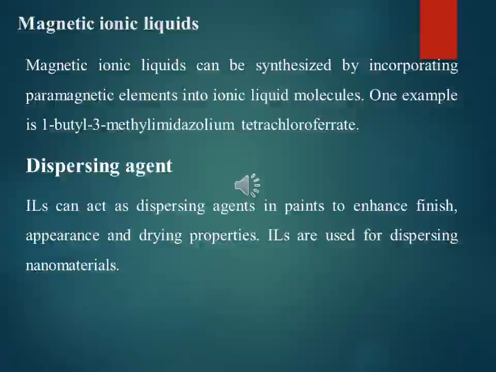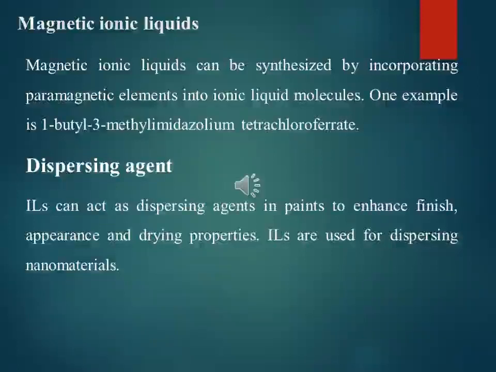Magnetic ionic liquids. Magnetic ionic liquids can be synthesized by incorporating magnetic elements into the ionic liquid molecules. One example is 1-butyl-3-methylimidazolium tetrachloroferrate. This is a very important chemical compound with reference to magnetic ionic fluids.